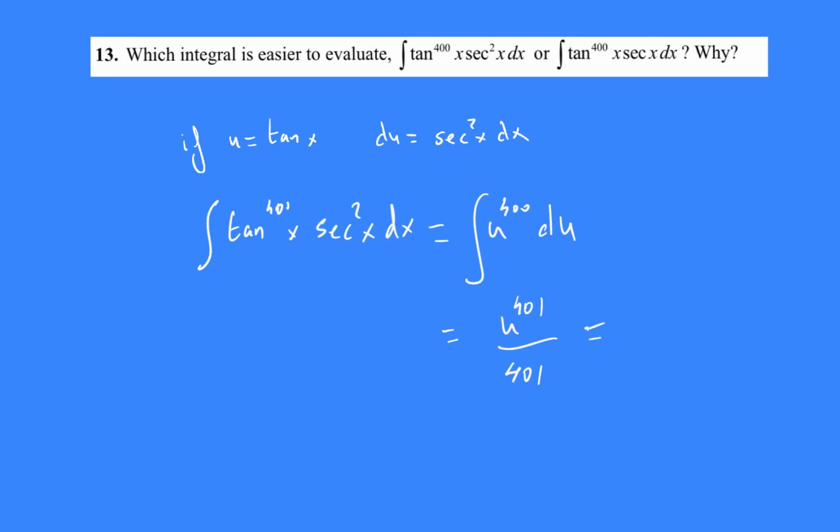But who is u? u is tangent of x, so it will be tangent of x to the 401 divided by 401 plus c, and this is the solution. So the 13th problem is solved. I hope it will be helpful for you. You can review each one. I tried to do it as fast as I can. Good luck.